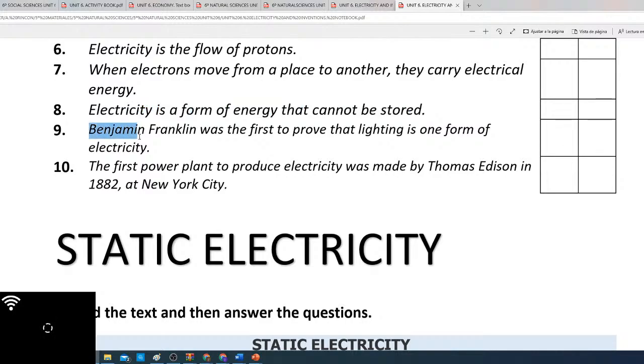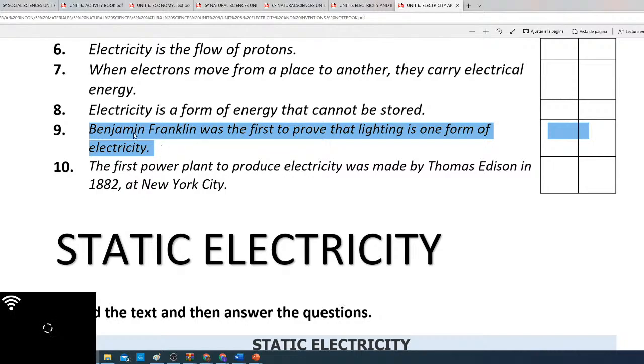This is difficult. Benjamin Franklin was the first to prove that lightning, this is a spelling mistake of mine, lightning is one form of electricity. What do you think? Was Benjamin Franklin the first to prove that? Or there were two different scientists? One of them a German scientist from the 18th century. What do you think?